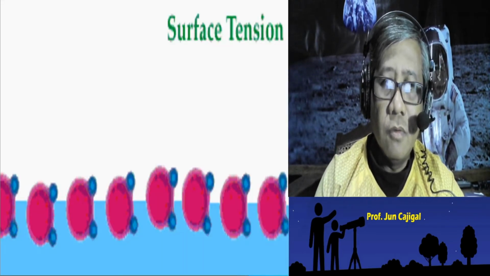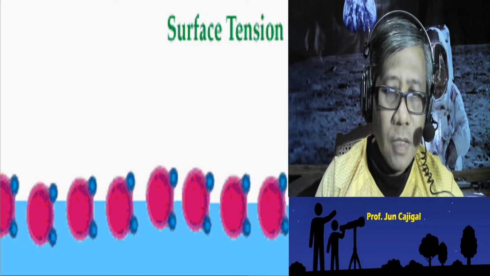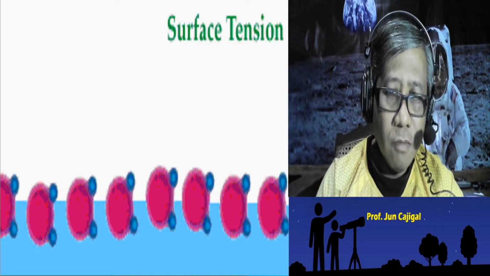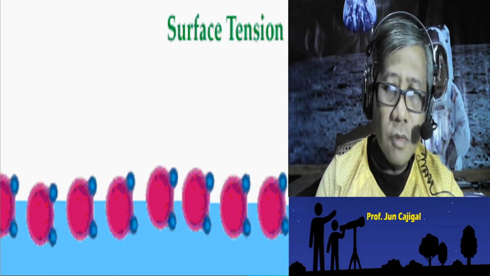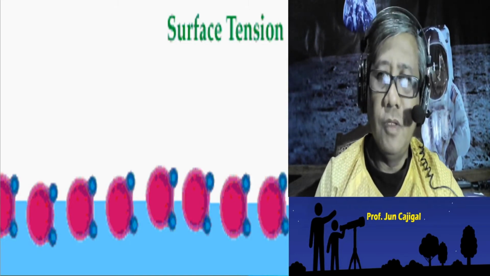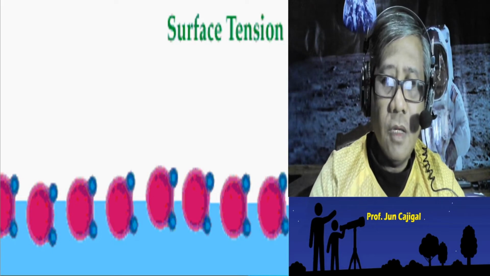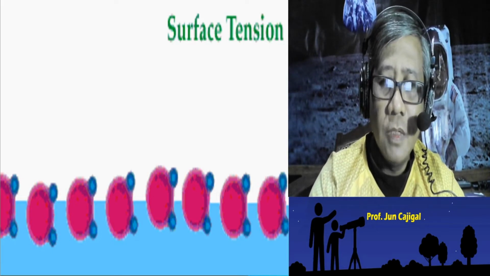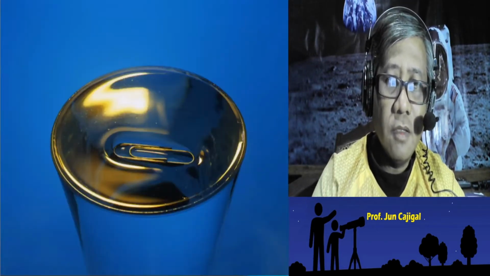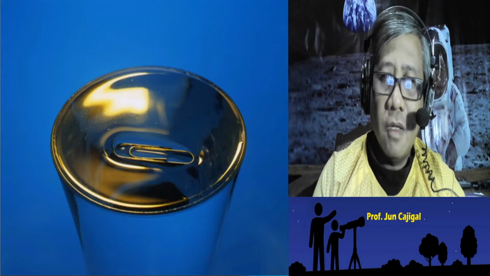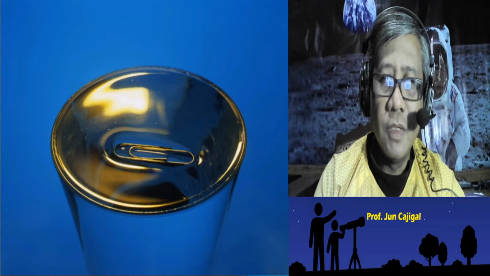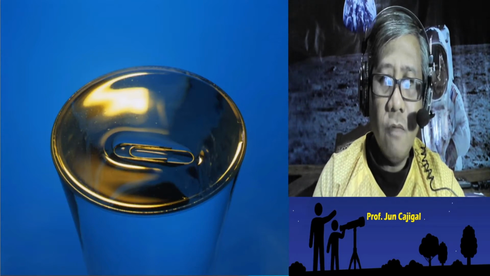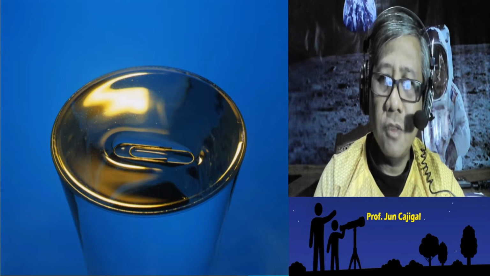Okay. So, yung mga pink na yun, yung mga pink na circles and yung mga blue, that's water molecules. So, water molecules, they can form a thin film on the surface. And because of this thin film, small objects like this paper clip can float on water. And because water molecules, they form a thin film on the surface. So we call that surface tension.